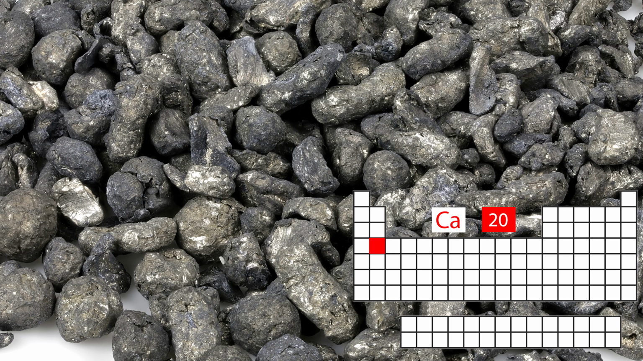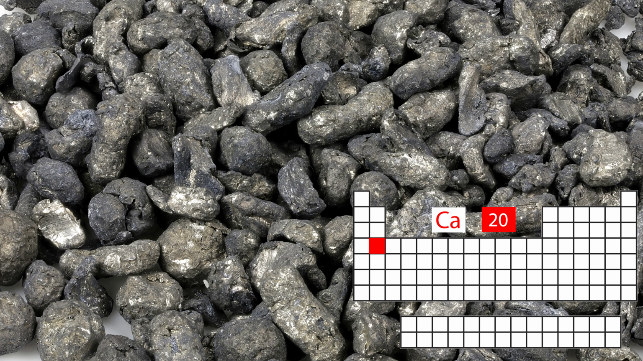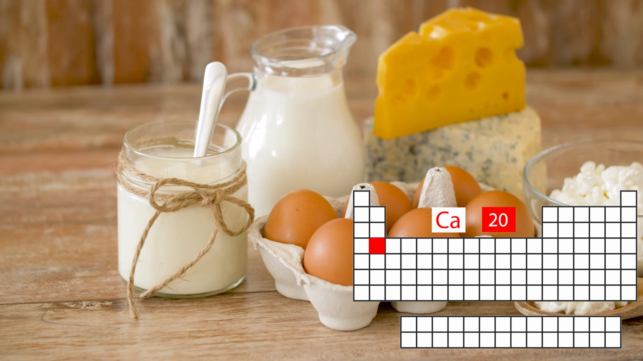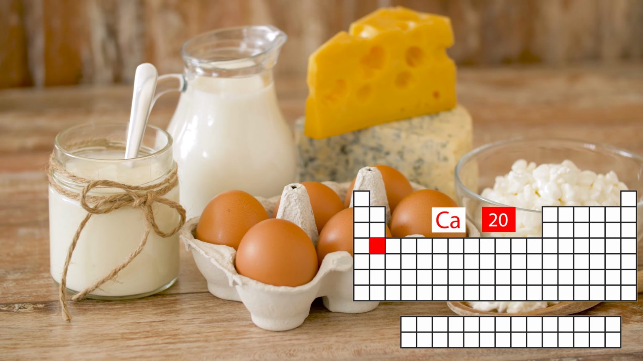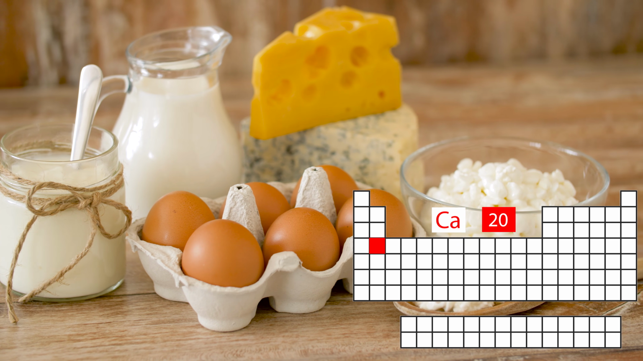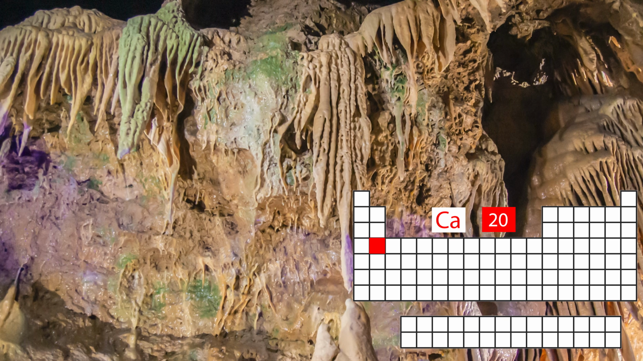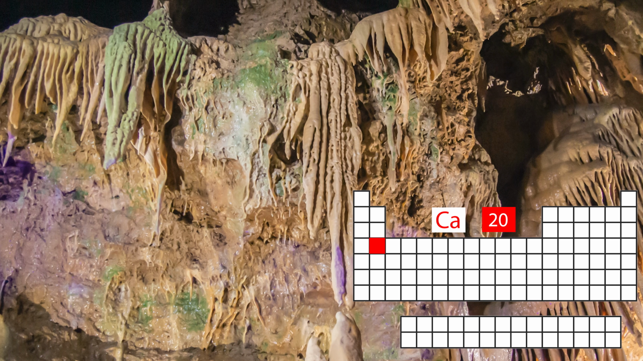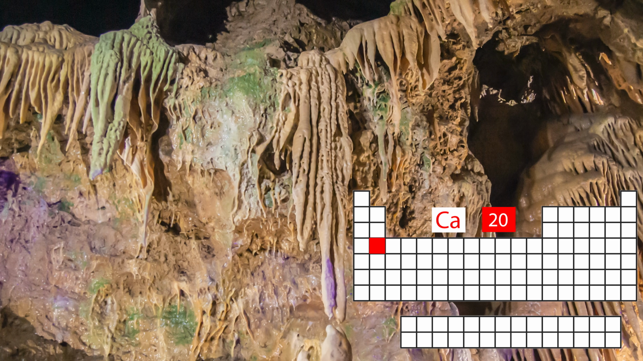Element 20, we call it calcium. Beyond building bones and teeth, calcium is actually vital for muscle contraction and nerve signaling. Here's a fun fact about calcium. Calcium compounds create the bright red color in fireworks, those brilliant red colors, and limestone caves are formed by calcium carbonate dissolving in slightly acidic groundwater.